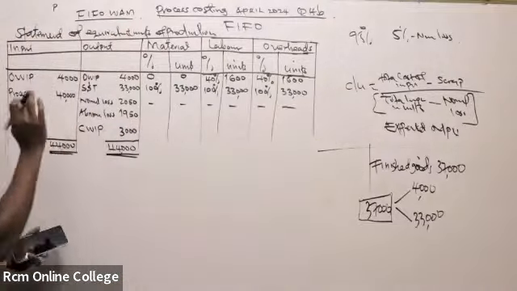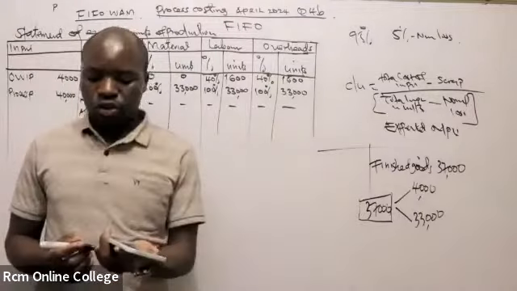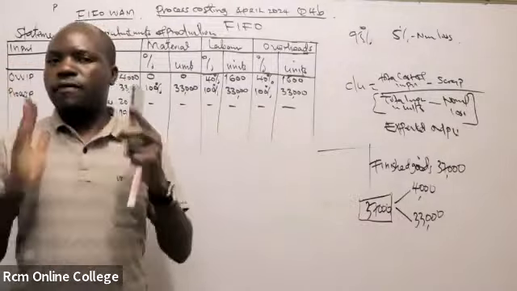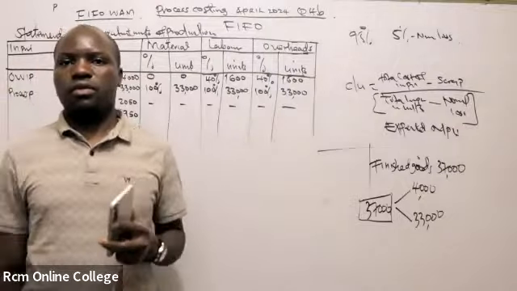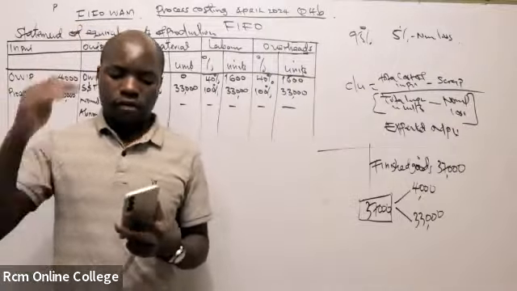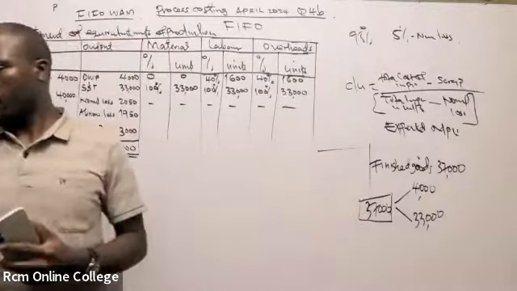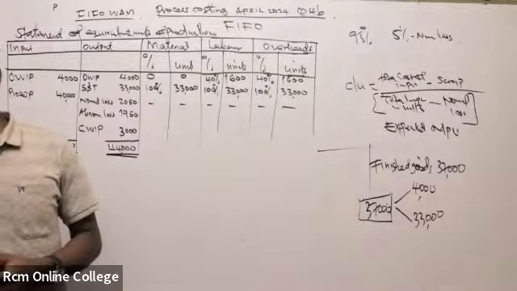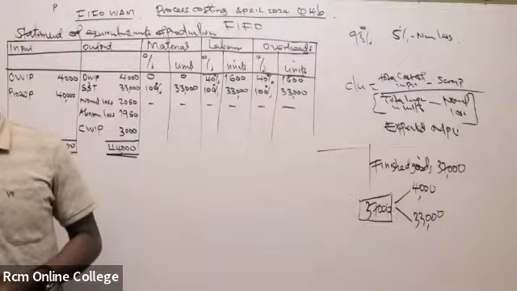So let's come to the abnormal loss. Abnormal loss is part of the scrapped units. So we'll use the percentage of completion given there. What if you are not given percentage of completion for the abnormal loss? What do we do? What if you are not given percentage of completion for the normal loss? Or I mean abnormal loss. What do we do?